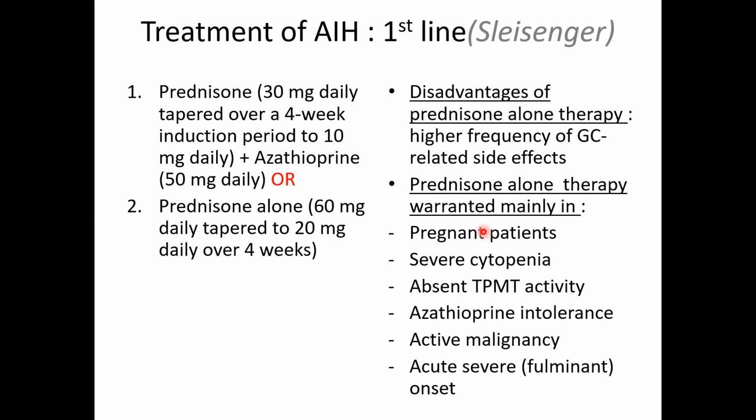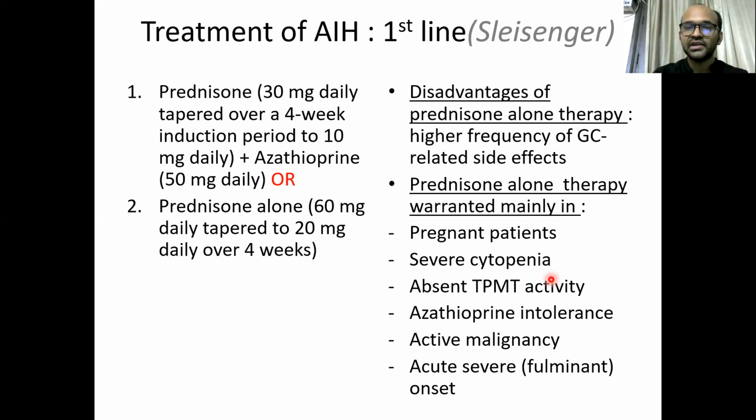If severe cytopenias are there, again, you will prefer prednisone alone therapy. If patient has absent thiopurine methyltransferase activity, okay, so azathioprine is being metabolized by this enzyme, and if patient has absent TPMT activity, those patients are at high risk of developing neutropenia and bone marrow suppression. So again, you will go for prednisone alone therapy. If patient has azathioprine intolerance, or if patient has active malignancy, because azathioprine being an immunosuppressant, always there is a risk of malignancy. So in a patient who has active malignancy, again, you will go for prednisone alone therapy. And in fulminant cases, you will go for prednisone alone therapy, right?